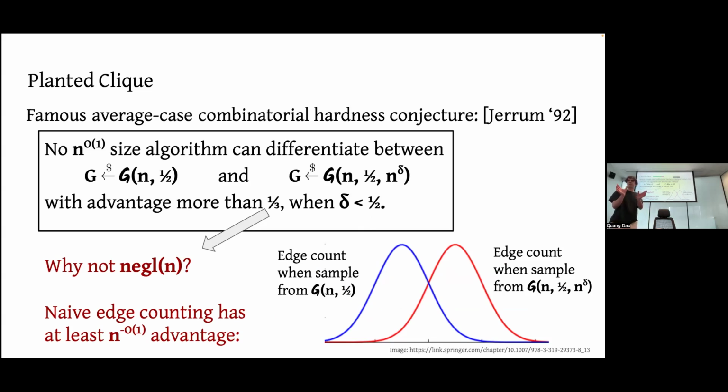That's the transition point where the edge counting, if you apply it to each vertex, transitions from having just a small advantage to actually having a very good advantage, because you can imagine these two distributions spread out enough that really only the vertices in the planted clique will have very high degree. But that detail won't be important for us.